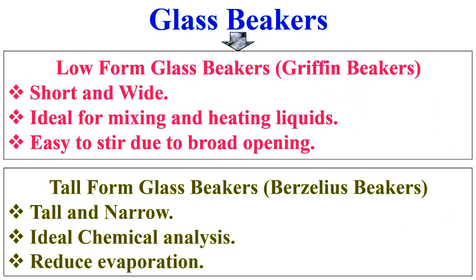Glass beakers have two types: low-form glass beakers, or Griffin beakers, are short and wide, ideal for mixing and heating liquids, and easy to stir due to the broad opening, whereas tall-form glass beakers, or Berzelius beakers, are tall and narrow, ideal for chemical analysis, and reduce evaporation, as mentioned in the next slide.